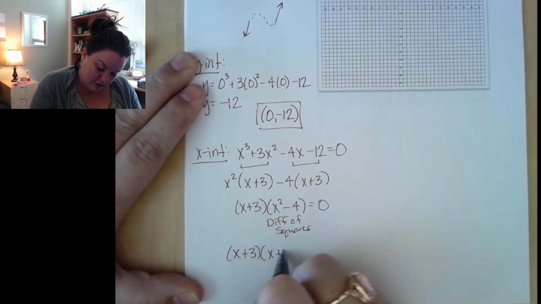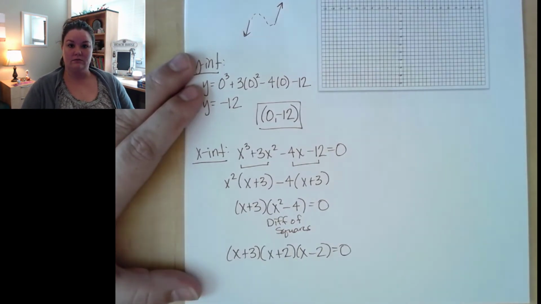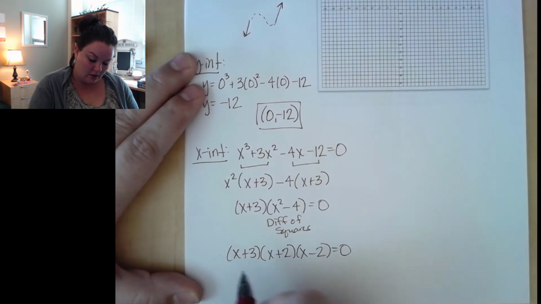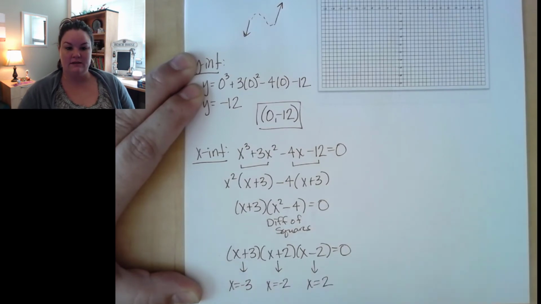So x plus 2, x minus 2 equals 0, right? And then I just set each of these factors equal to 0 and solve. So I'm going to get x equals negative 3, x equals negative 2, and x equals positive 2.